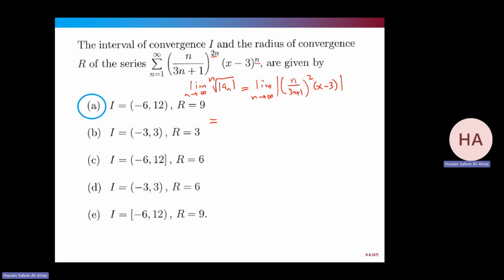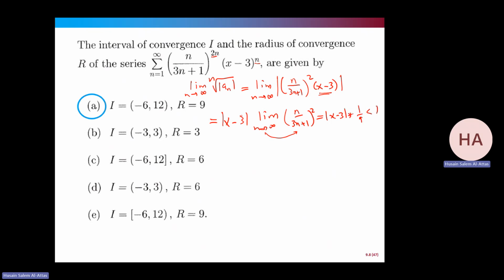What's the limit of that? Now take the limit. This is |x − 3|. This will not be affected by n, so I can take it away. The limit of this, as n goes to infinity, of (n/(3n+1))². It's positive, so take the limit inside. You have 1/3, so that will be times (1/3)², which is 1/9.